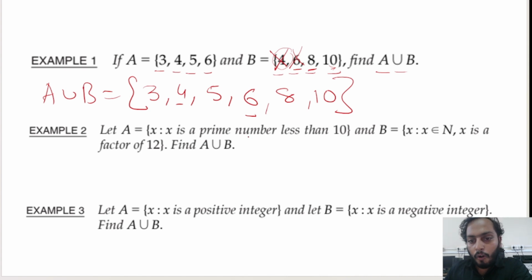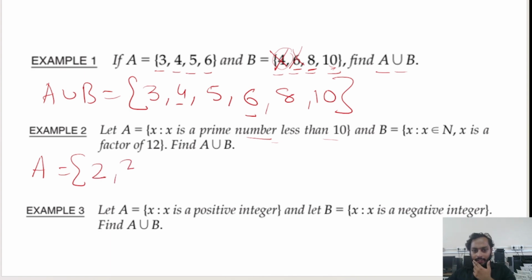It's a collection of all prime numbers less than 10. Can you tell me my set A? All prime numbers less than 10. I hope you know what a prime number is, which is only divisible by 1 and itself. So, can you tell me which are those numbers? Obviously, 2 is the smallest prime number, and then 3, then 5, and then 7, and then, oh, not 9.